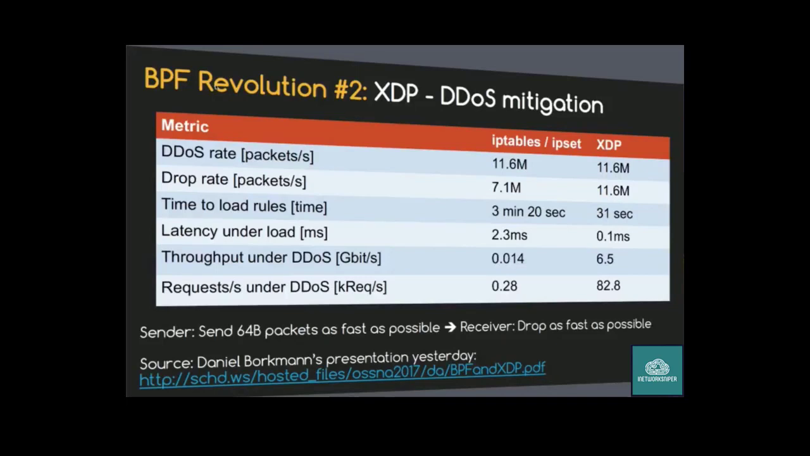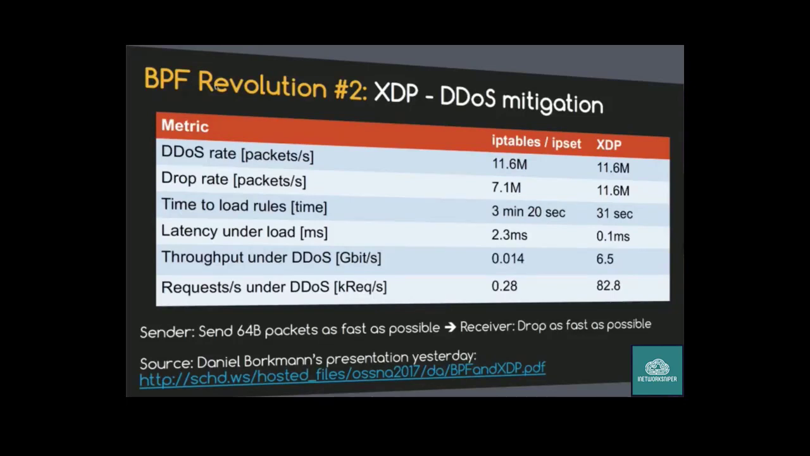So what happens if you load the rules, these 16 million rules, while we generate traffic? How long does it even take to load all of these rules? With iptables and IPset, this took over 3 minutes. With XDP, we were down to 31 seconds. This is not the exciting part. The exciting part is here.